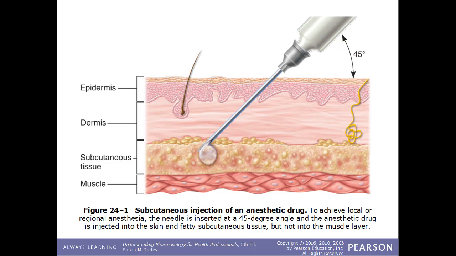Alright, in this image we have an illustration of how a subcutaneous injection of anesthetic drug would look. If you're doing local or regional anesthesia, the needle should be placed at a 45-degree angle to the skin, and the needle should only go to the subcutaneous layer of the skin, not to the muscle, the subcutaneous tissue.